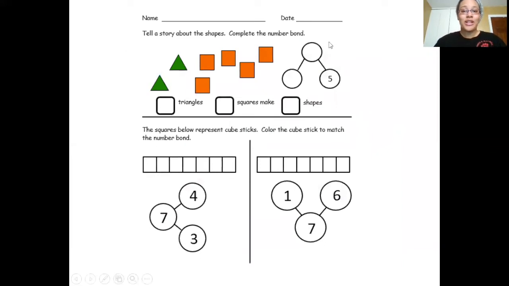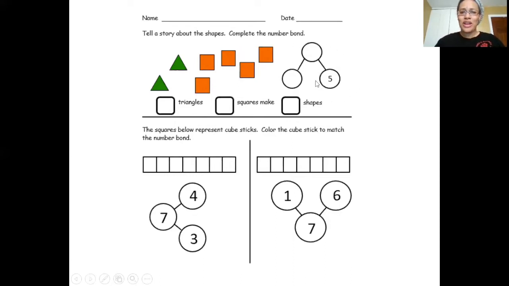At the top of your practice set, it says, tell a story about the shapes and complete your number bond. So I see triangles, squares, and they all make, we don't have any shapes. But our number for today was 7. Let's count the shapes to make sure it says 7. 1, 2, 3, 4, 5, 6, 7. That's right. So our 7 would go in the whole.